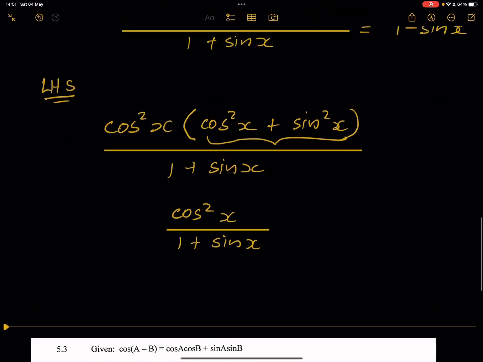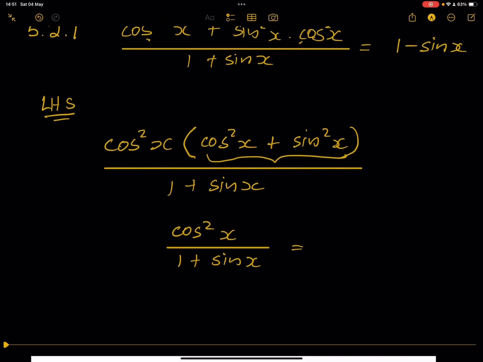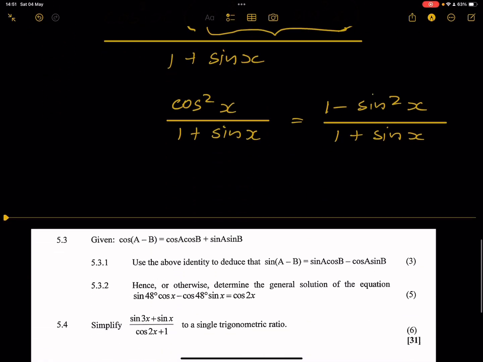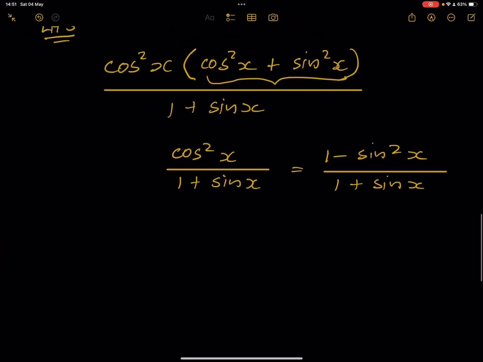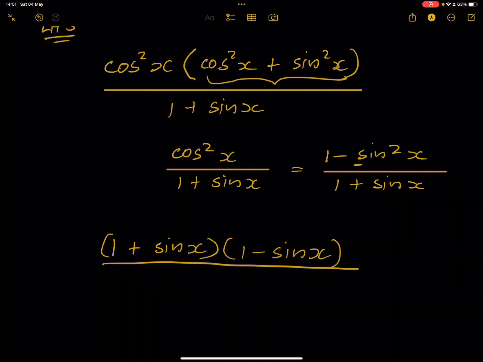Now, if you look at this, you notice we've got cos squared, and we can write this as 1 minus sine squared of x divided by 1 plus sine of x. Now, how do we get it to look like the right-hand side? Now, ladies and gents, remember this represents the difference of two squares. So if you've watched my videos on this section, I've shown you how you can write this as 1 plus sine x and 1 minus sine x, divided by 1 plus sine of x.